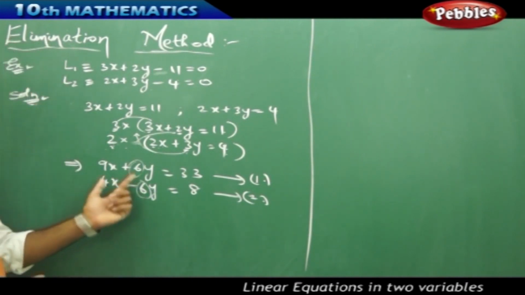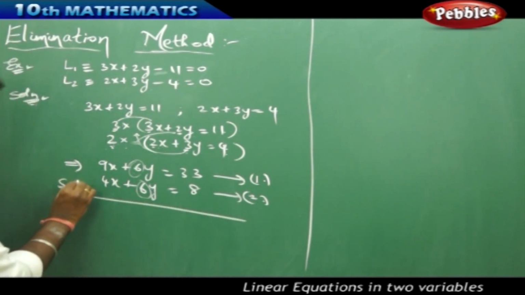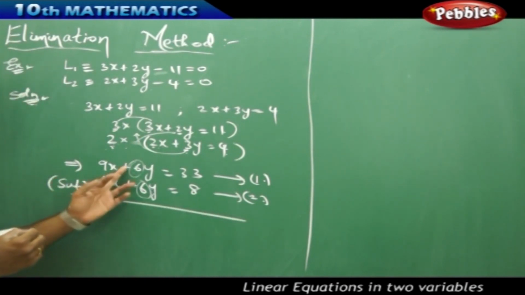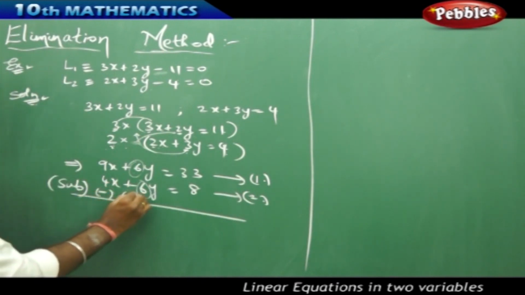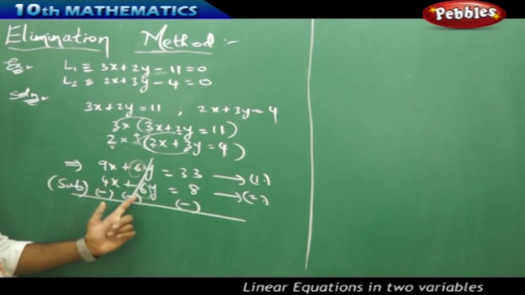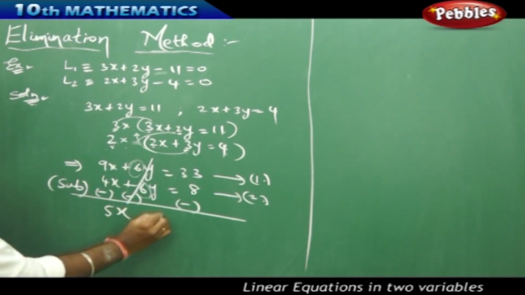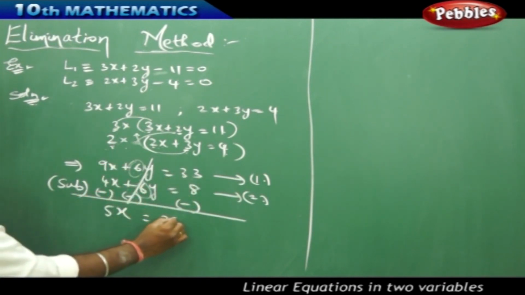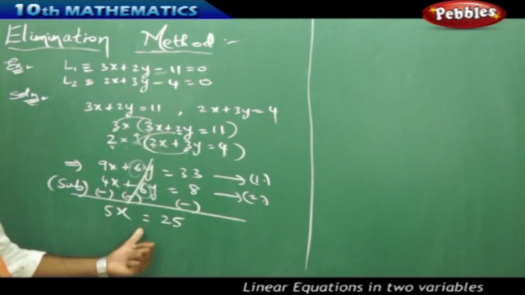So once I make the coefficients of y equal, then immediately I just subtract, because both are plus, if I subtract, they get cancelled. So this becomes minus, this becomes minus, this becomes minus. All the signs become opposite, and then the subtraction gives me 0, because 6y minus 6y is 0, and 9x minus 4x is 5x. 33 minus 8 is 25 is what I get in the elimination process.